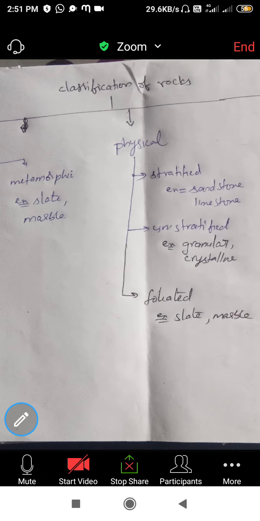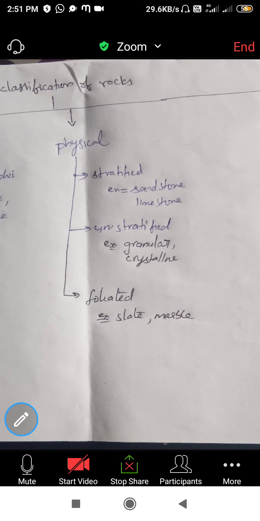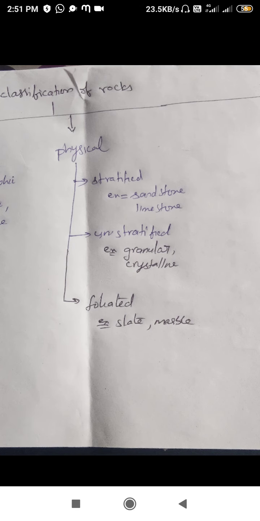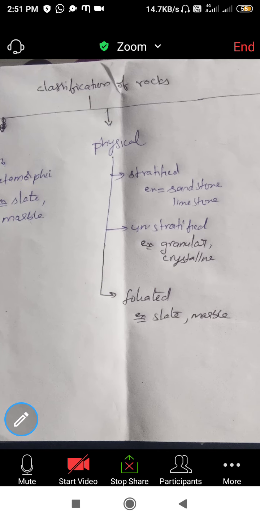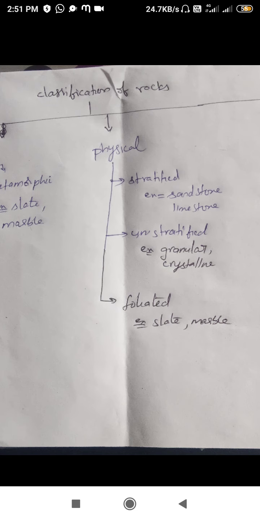So these are the geological classification: sedimentary rocks, igneous rocks, metamorphic rocks. Next coming to the physical classification. Here physical classification is also divided into three types, that is stratified rocks, unstratified rocks, foliated rocks.